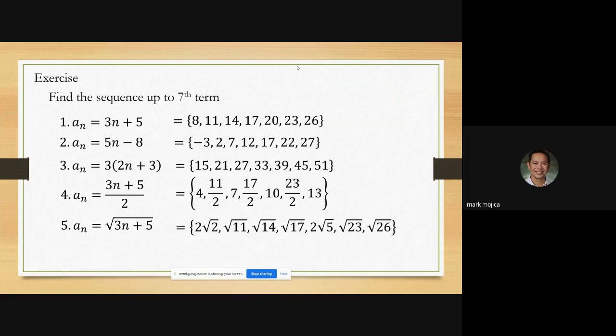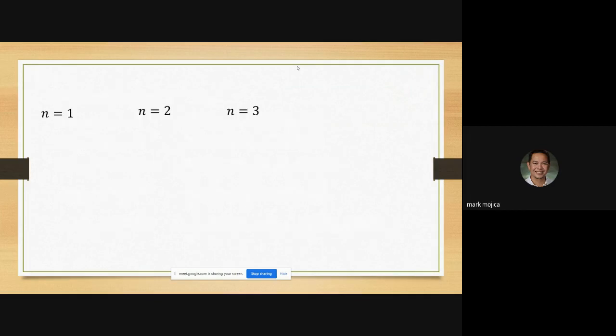Well, the good news is we're going to discuss that, but I will not do all of it. We will only go up to the third term. Okay, I hope that is clear to you. And then try to explore up to the 7th term on your own. Okay? So here is n is equal to 1, n is equal to 2, n is equal to 3. So number 4, up to the 7th term. But like I said, we will only do up to the third term.